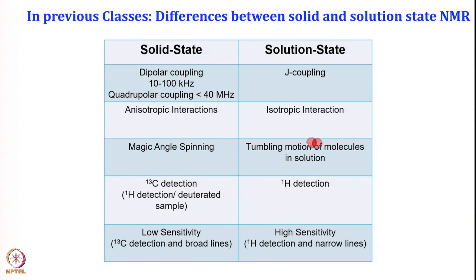One other important difference we looked at is that inherently we detect on proton in liquid state. However, in solids, because of the broad lines of proton, we detect on carbon. Nowadays, because of fast spinning, or when we spin a sample diluted with deuterium, we can also detect on proton. But at moderate speed, the mode of detection is 13C, while in liquid state it is proton. Because of low gamma, the sensitivity of 13C is low. So 13C detection and broad lines are a kind of signature of solid state NMR, whereas in liquid state we have proton detection and high sensitivity.